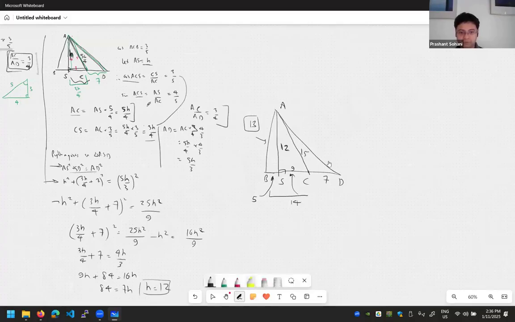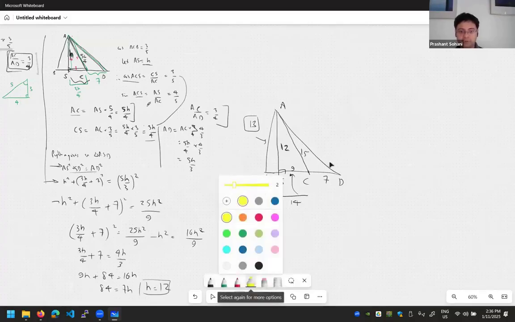Okay. So again, just to quickly go through the important steps. We assume this altitude is h, then we use the ratios in this triangle to find AC and SC in terms of h. And then we use the ratio that is given, AC upon AD, to find AD also, again in terms of h. We put everything in the Pythagoras theorem and then we solve for h.